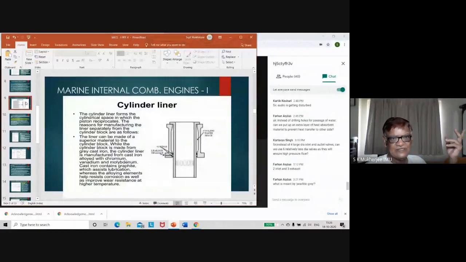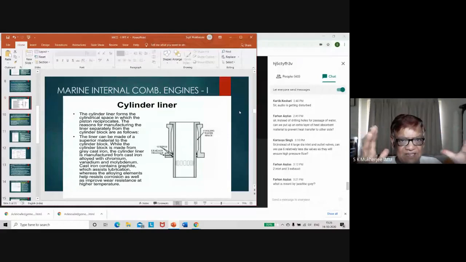So let's have a look at a little more information on cylinder liner. What is the time? 15:26 already. 10 minutes more. So we can go up to plate 12, because that is the plate I have gone into with all the other sections also. So cylinder liner. The cylinder liner forms a cylindrical space in which the piston reciprocates, obviously. The reasons for manufacturing the cylinder liner separately from the cylinder block is as follows. Okay, never mind the reading.